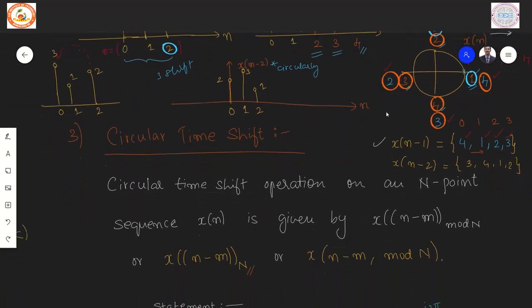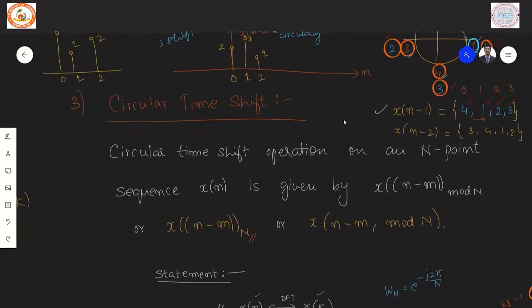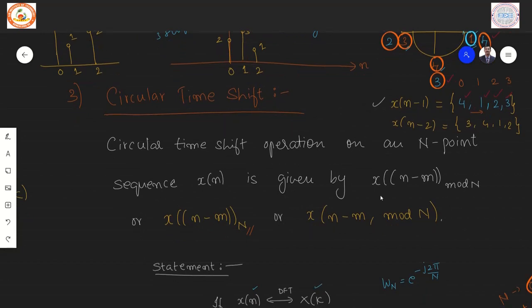Now, how do you implement circular time shift? The circular time shift operation on an N-point sequence is denoted as x of n minus m, where we are shifting by m. The shift operation is under the control of mod, so we denote it as mod capital N. Alternatively, it could also be written as x double bracket n minus m subscript N. The double bracket signifies that we are applying the mod operation. Or some literature also uses x of n minus m, comma, mod capital N.